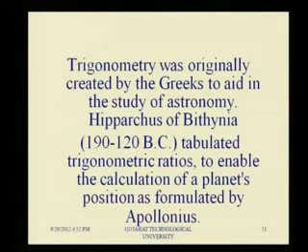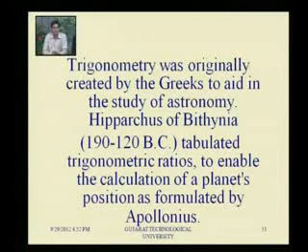Trigonometry was originally created by the Greeks to aid in the study of astronomy. Hipparchus of Bithynia, 190 to 120 BC, tabulated trigonometric ratios to enable the calculation of planets' positions as formulated by Apollonius.